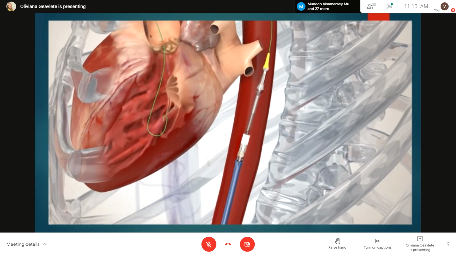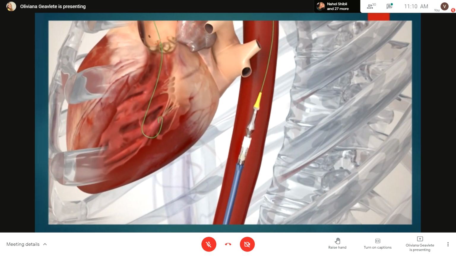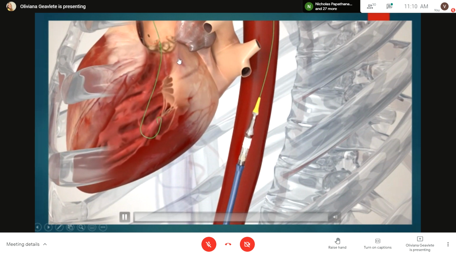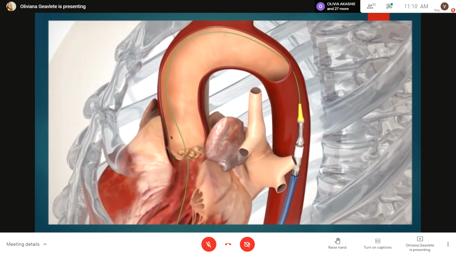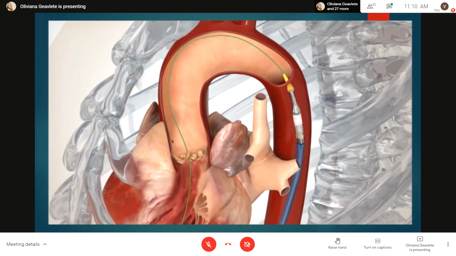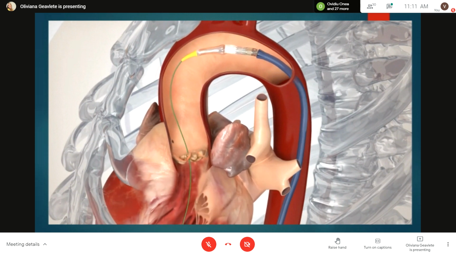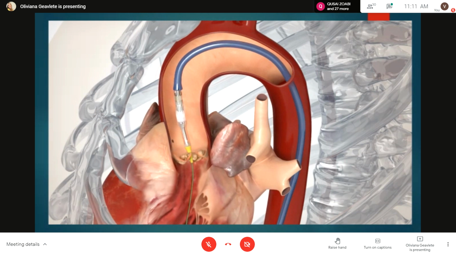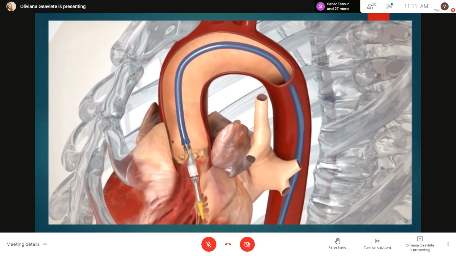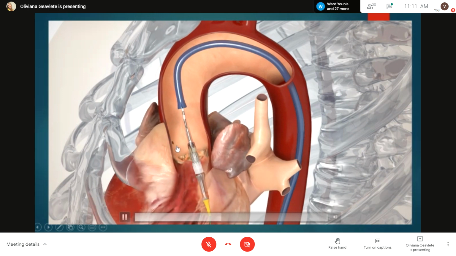This is the system that goes until it reaches the aortic valve. You see here the valve is not working properly and it is severely calcified. Okay. You try to fix the valve in a proper position, not to obstruct the ostium, the coronary ostiums.